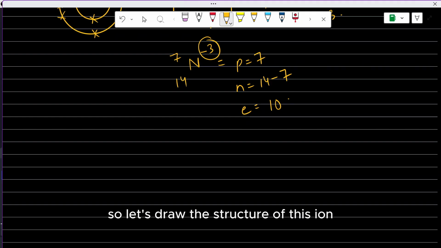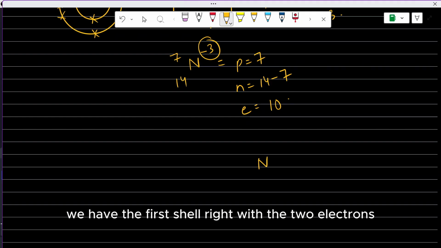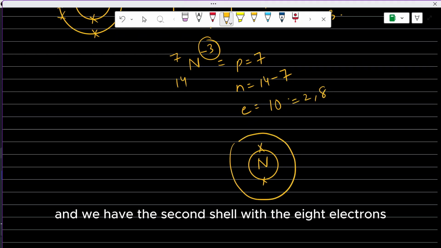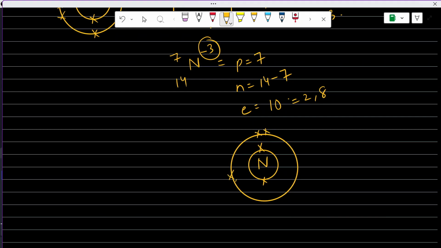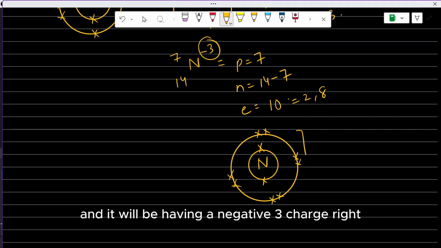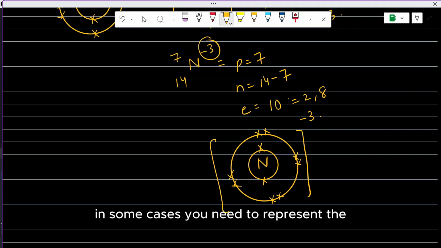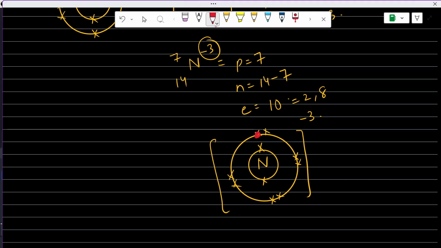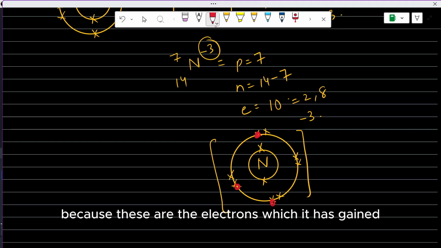So let's draw the structure of this ion. We have nitrogen, we have the first shell, right, with the 2 electrons, and we have the second shell with the 8 electrons, and it will have a -3 charge. Right? In some cases, you need to represent the electrons which are gained or lost with a different structure. For example, you need to represent these 3 electrons with a dot, right? Because these are the electrons which it has gained.